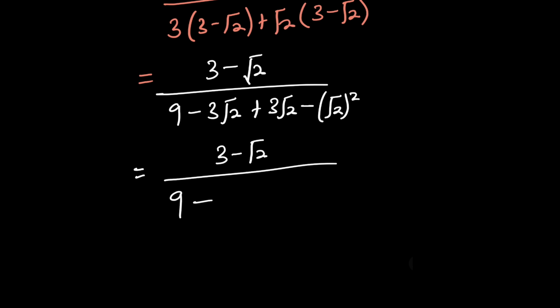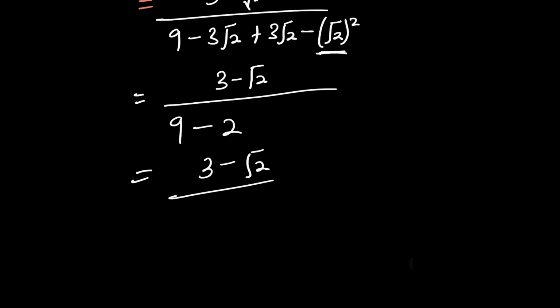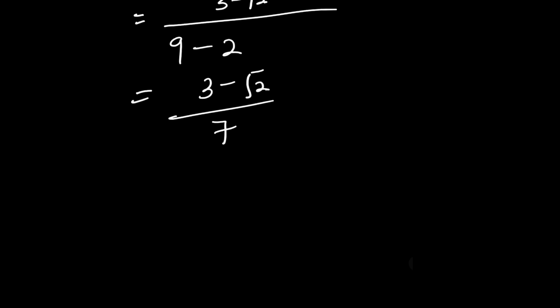Now here's a trick. Because we changed the sign and made it subtraction during the rationalization process, we can now see that this is minus 3 root 2 and this is positive 3 root 2. So this and this are going to cancel out. Remaining minus root 2 squared, and we know root 2 squared is 2. So that's going to be 3 minus root 2 all over 9 minus 2, which is 7. So our final answer is going to be 3 minus root 2 all over 7.